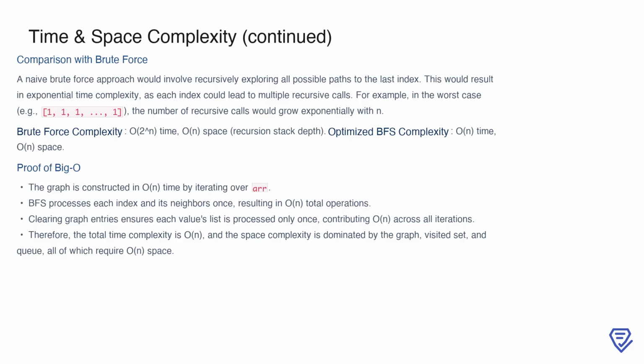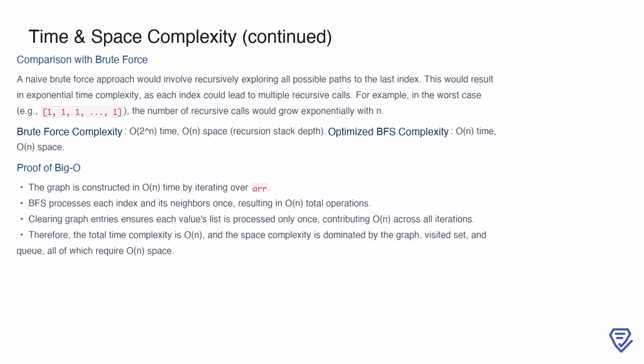In contrast, our optimized BFS-based solution reduces the time complexity to n, and the space complexity to n. This efficiency is supported by the proof of big O. The graph is constructed in n by iterating over the array, and BFS processes each index and its neighbors once, summing to n operations. Clearing graph entries ensures each value's list is processed only once, contributing n in total. Therefore, the time complexity is definitively n, and the space complexity is dictated by the graph, visited set, and queue, each requiring n space.